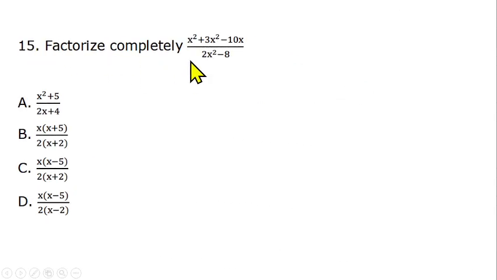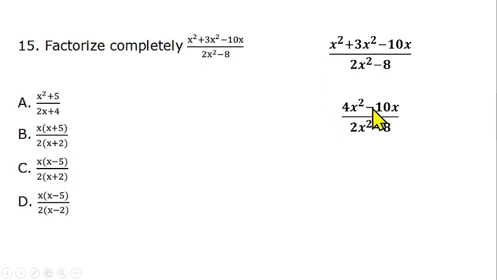Now question number 15 is from algebraic fractions. We have to factorize this completely. Although I can see that there is an error here, we're having x squared plus 3x squared minus 10x over 2x squared minus 8. I think there's a typographical error here, but nevertheless I solved it based on what is given. So x squared plus 3x squared will give us 4x squared minus 10x over 2x squared minus 8.